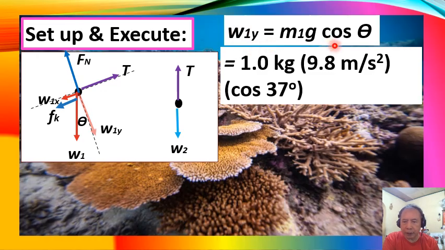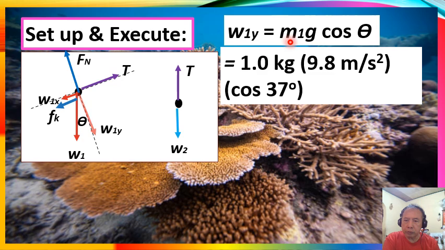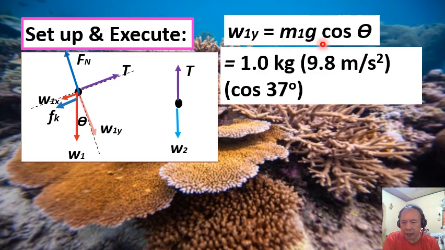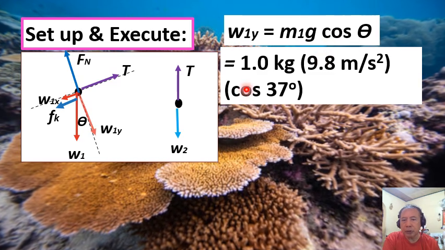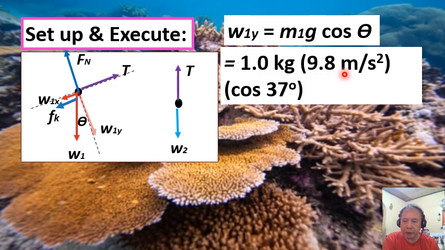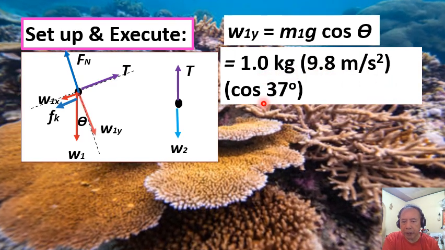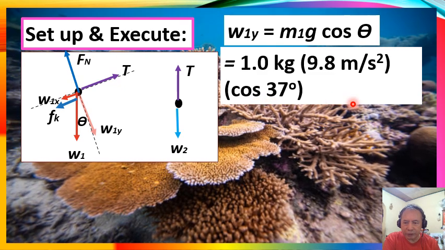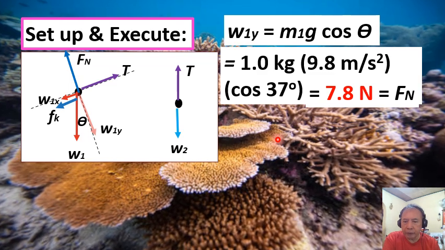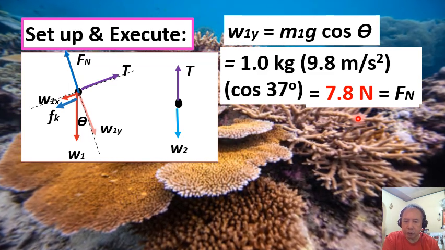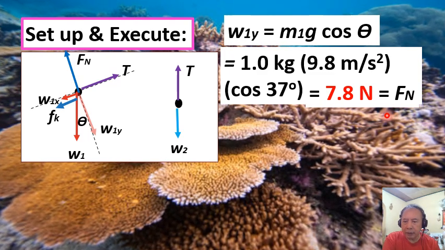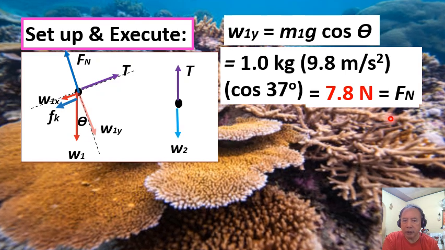So using the formula W sub 1y equal to the product of the mass m1 and acceleration due to gravity times the cosine of the angle theta, we get W sub 1y equal to 1.0 kilogram times 9.8 meters per second squared, multiplied by cosine of 37 degrees. When we do the math, we find the y component of the weight W sub 1 equal to 7.8 newtons. We also emphasize that this is the amount of the normal force exerted on M1.